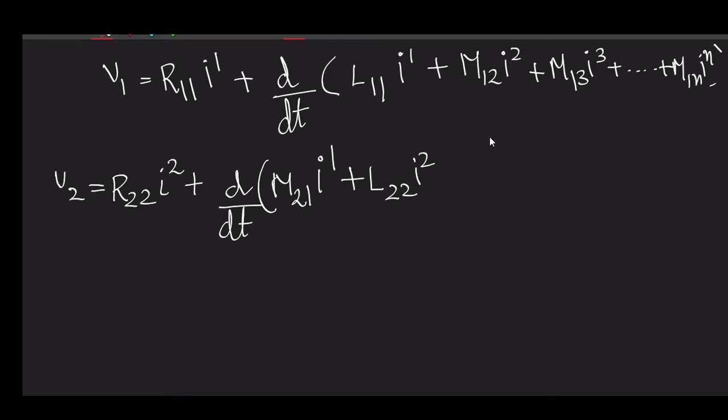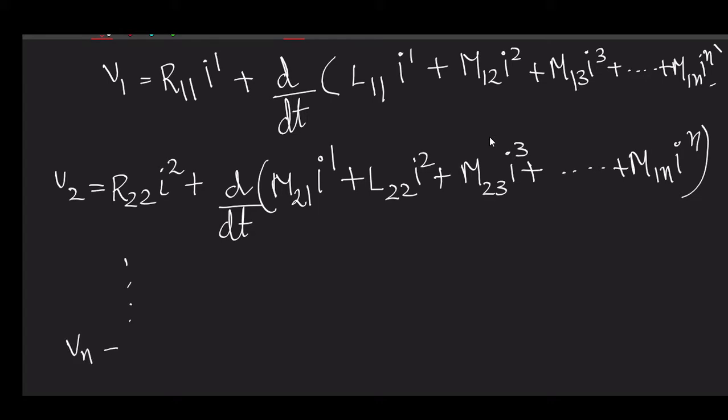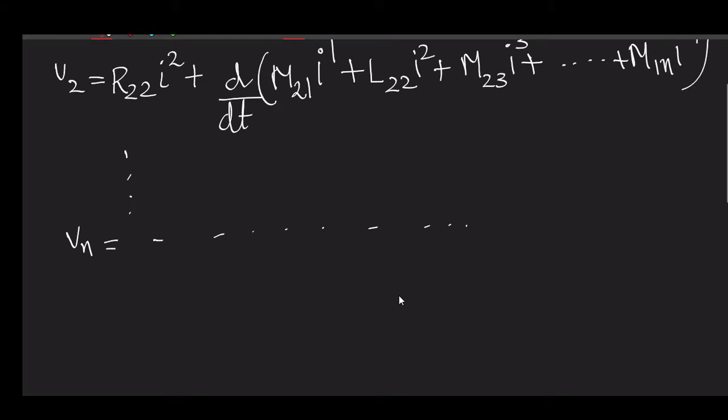Now here we do not specify m, we keep it as a variable. It depends on the number of windings present in your machine. So writing it for all n terms and expressing the operator, similarly we will have the equation for Vn.